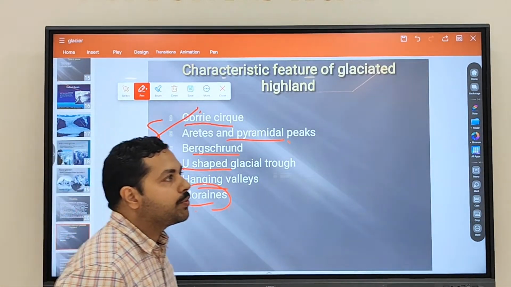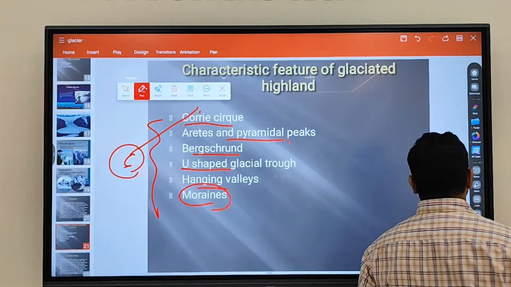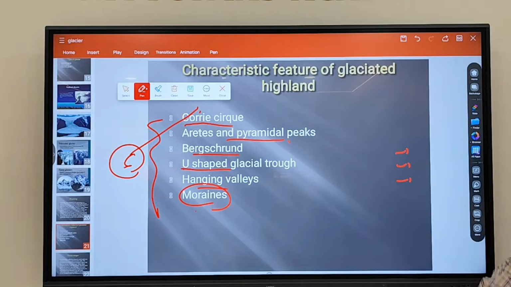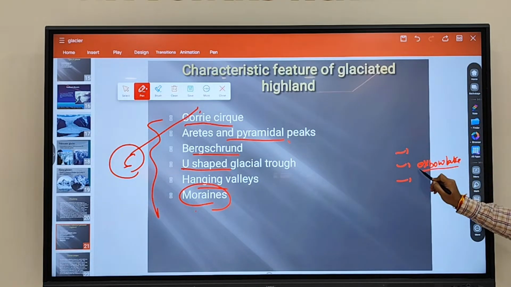So just now we discussed which lakes? Till now we have discussed three types of lake. Can anyone remember? One is Oxbow Lake, yes. Meander is not a lake. One is Oxbow Lake we have discussed.